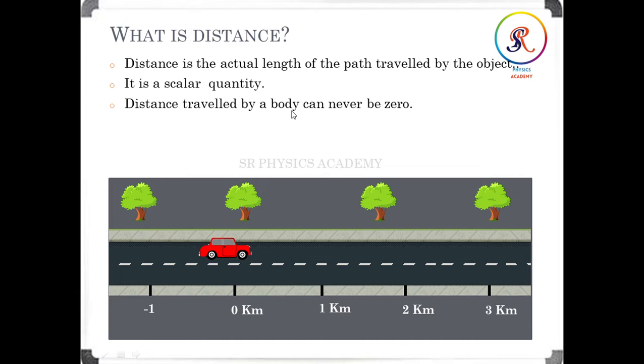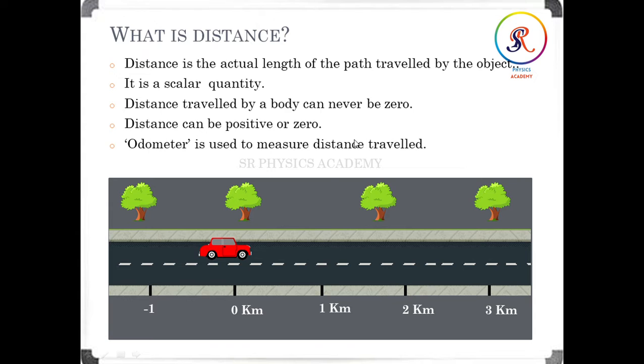So, if a car is moving, then it changes its position with respect to its surrounding. So, the distance travelled can never be zero. Next, the distance can be positive or zero, and the odometer is used to measure distance travelled. We will discuss these one by one.